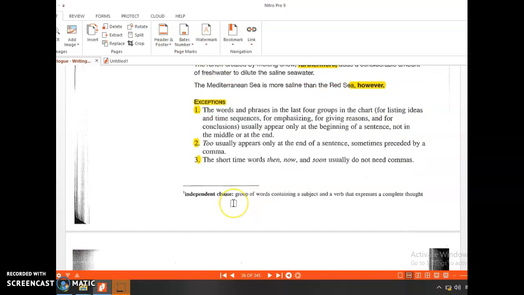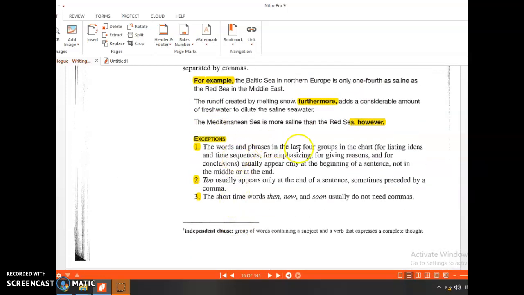Okay, now the exception. The words and phrases in the last four groups in the chart, for listing ideas and time sequences, usually appear only at the beginning. So sometimes you can use the transitional signals in the beginning, in the middle, or in the end. But for some other transitional signals, you cannot use them in the beginning. Too usually appears only at the end of the sentence. And then the short time words, then, now, soon, usually do not need commas.